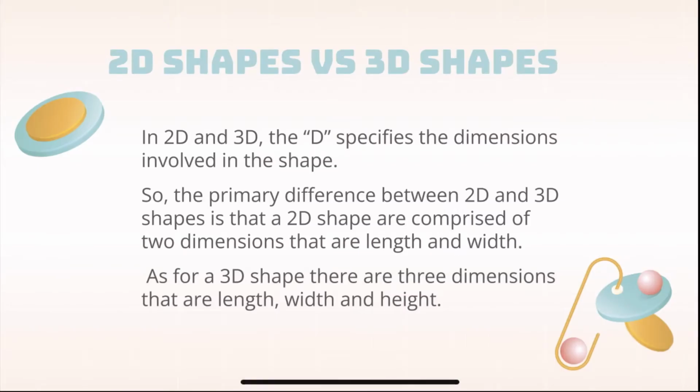2D versus 3D shapes. In 2D and 3D, the D specifies the dimensions involved in the shape. So the primary difference between 2D and 3D shapes is that 2D shapes are comprised of two dimensions, length and width. As for 3D shapes, they are length, width, and height.